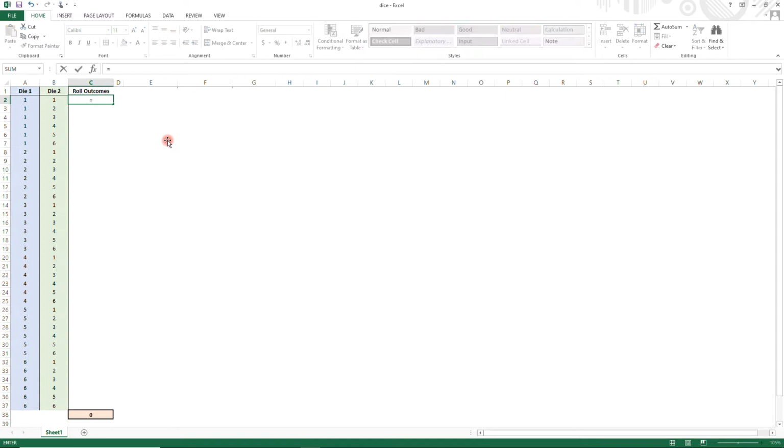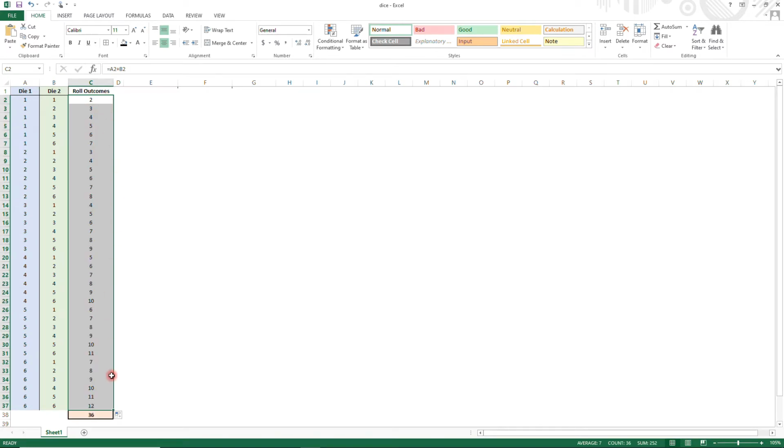So I can just say, if I roll the dice and the first one is 1, and the second one shows also 1, my outcome will be 2 in this case. And if I apply that same function for everything else, I can see that I have 36 possible outcomes. That's because we have 2 dice and each die has 6 sides, so 6 times 6 is 36.